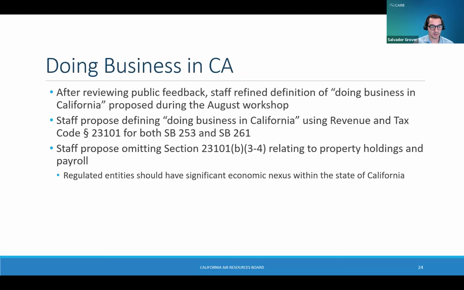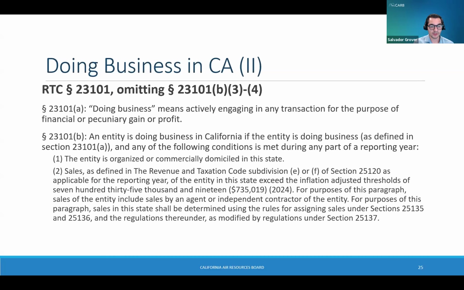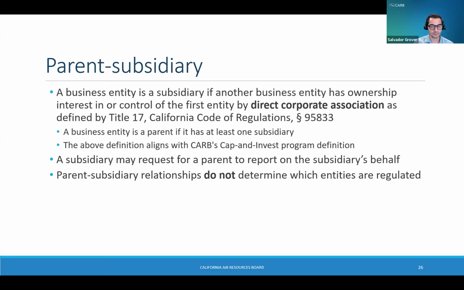However, staff are proposing to omit sections 23101 subdivision B paragraphs 3 and 4, which relate to property holdings and payroll. This definition ensures that to become subject to the regulation's reporting requirements, entities have a significant economic nexus within the state of California. This definition is also responsive to public feedback stating that the income and property value of roughly $73,000 was too low of a bar for the purposes of the 200s. We've included the text from the Revenue and Taxation Code itself here for your reference.